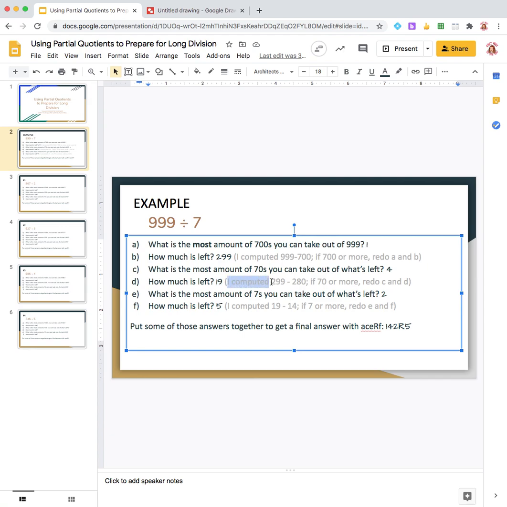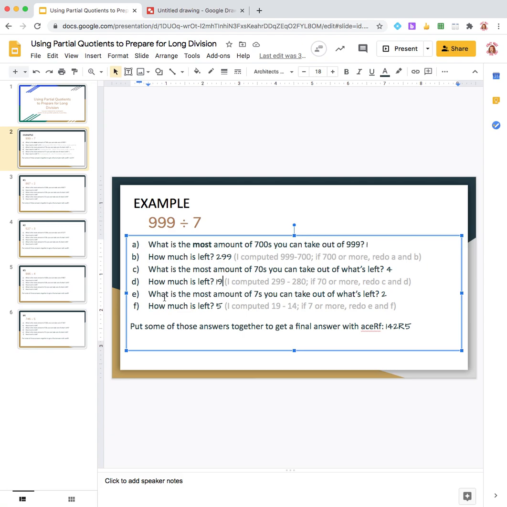I computed the 299 that was left back here minus the 280, because I had 4 sets of 70 I was able to take out. And I did fix it when I had 70 or more. And so therefore I am now good. 19 means I did not take out too few when it was sets of 70s.